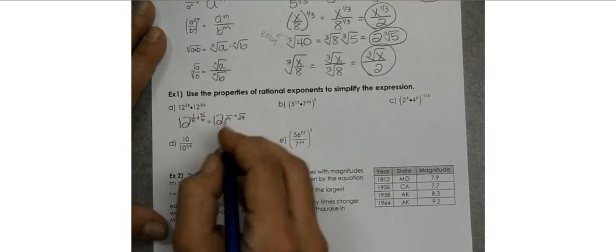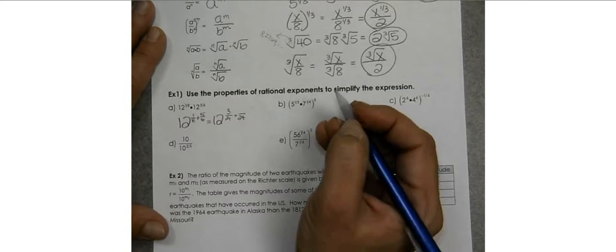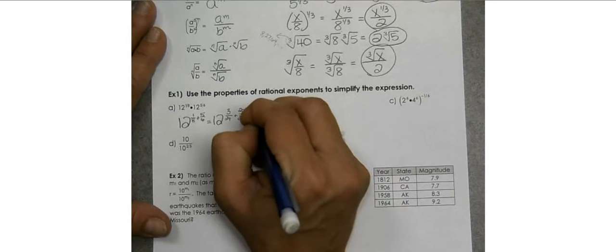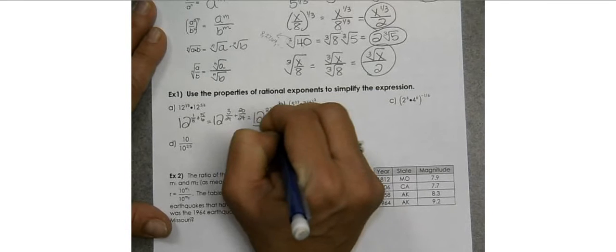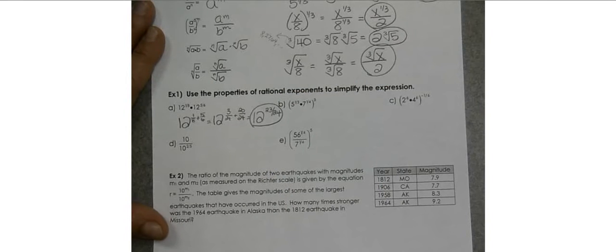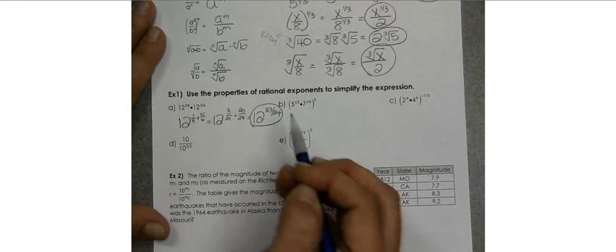So 1/8 is equivalent to 3 24ths. 5/6 is equivalent to 20 24ths. So when I add those exponents, I end up getting 23 24ths. So my base is 12, my exponent is 23 24ths.